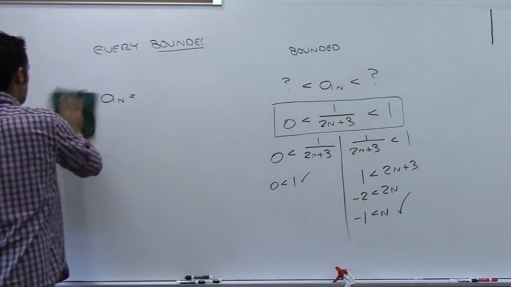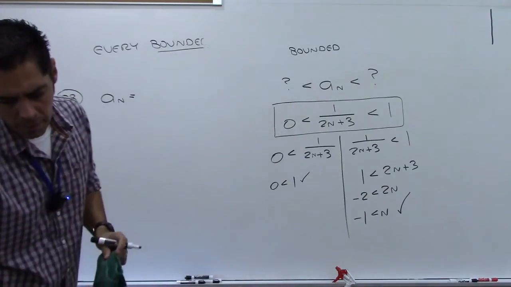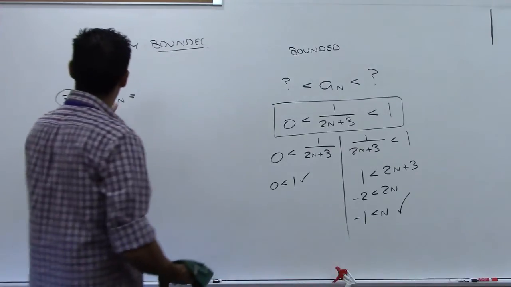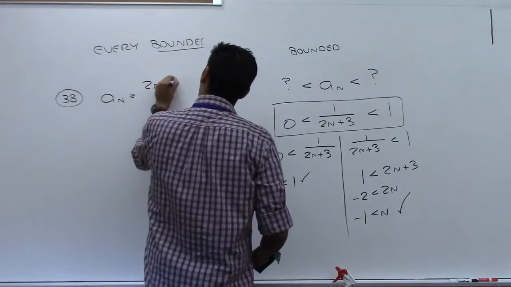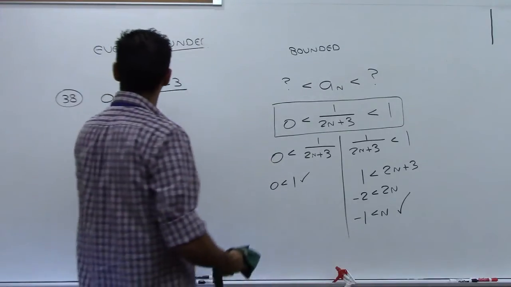So for 38, we have 2n minus 3 over 3n plus 4.